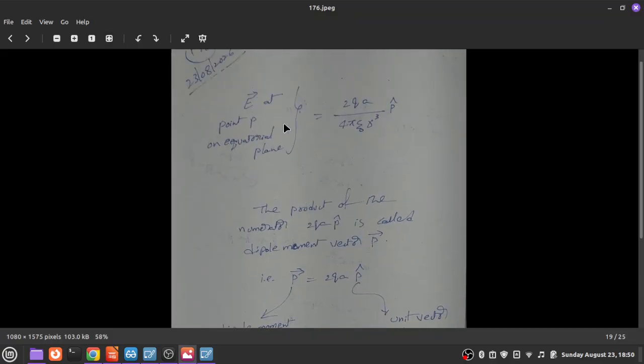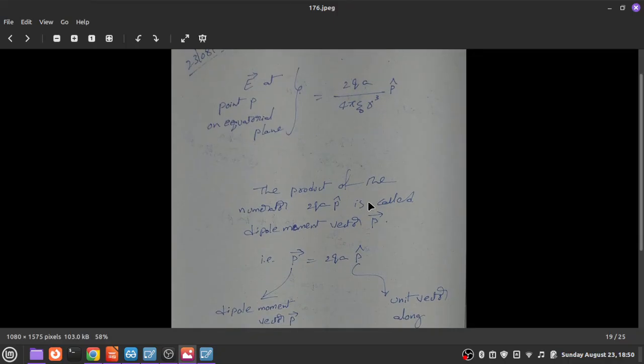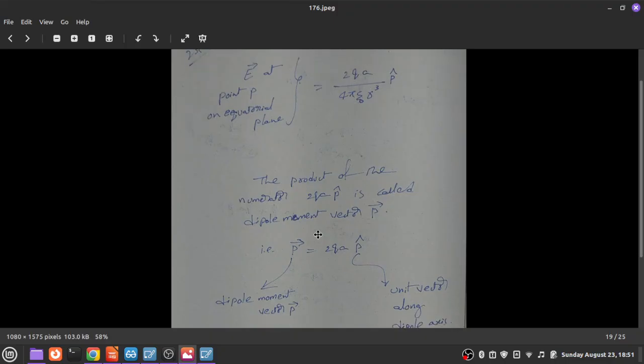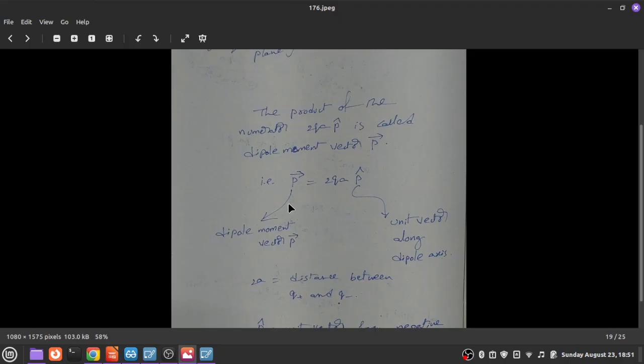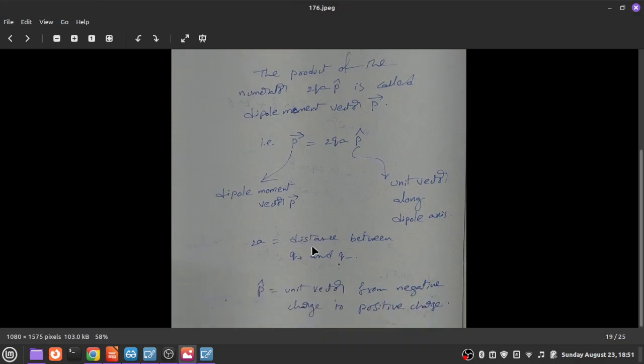So, E bar at a point P on the equatorial plane is minus 2qa p hat over 4 pi epsilon naught r cube. The product in the numerator, 2qa p bar, is called the dipole moment vector. P bar is the dipole moment vector. P hat is the unit vector along the dipole axis. The magnitude is 2qa, where 2a means the distance between the positive charge and the negative charge.